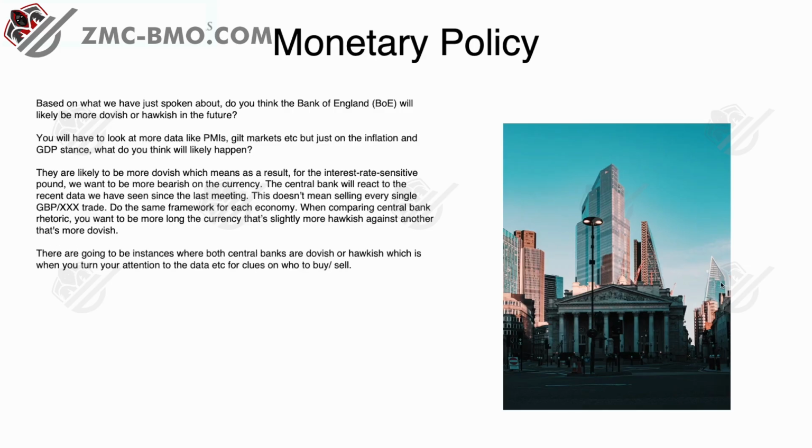There are going to be instances where both central banks are dovish or hawkish, which is when you turn your attention to data for clues on who to buy. For example, the US might have better growth data at the time than the UK, or there might be another edge, for example, oil or gas prices being extremely high in Europe. Obviously Europe imports a very large amount of both oil and gas, which is going to create more of an issue for Europe.